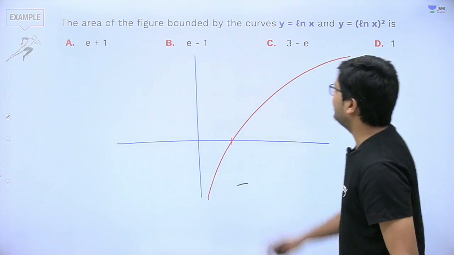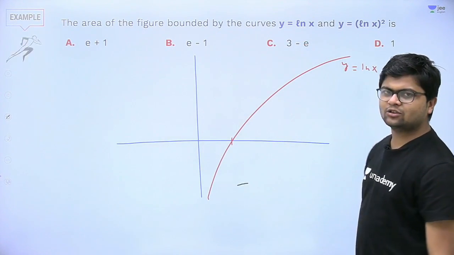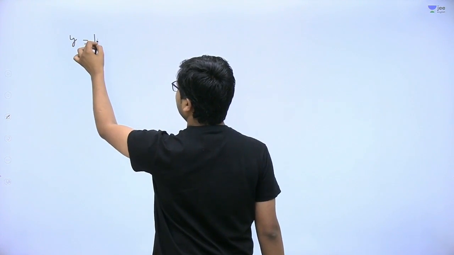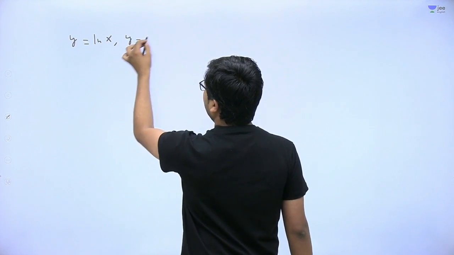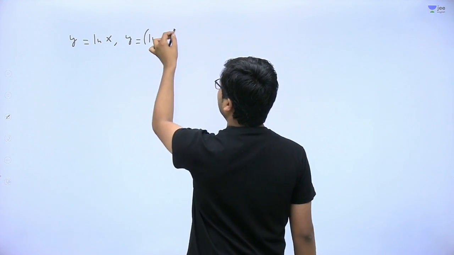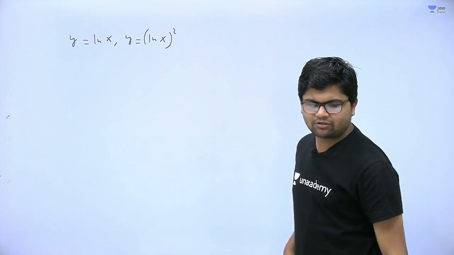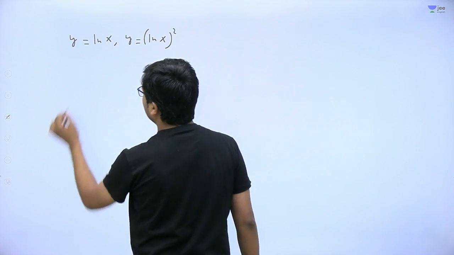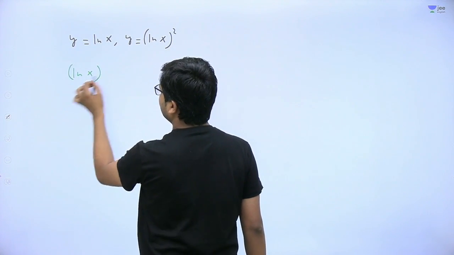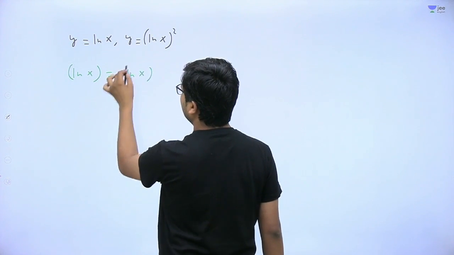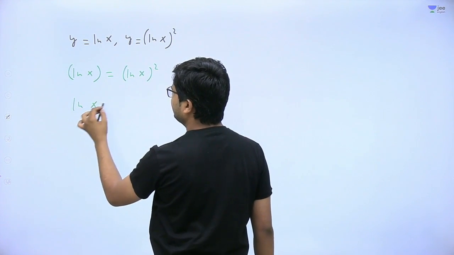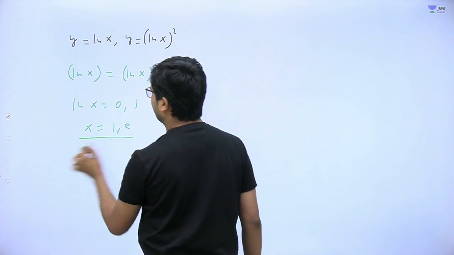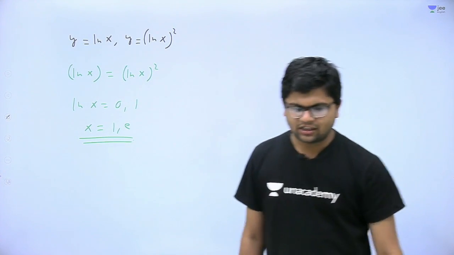And for the second graph, y equal to (ln x) whole square. First solve at what places these two graphs intersect. So y equal to ln x and y equal to (ln x) whole square. Obviously one point is x equal to 1, that I can easily say. After that, ln x is equal to (ln x) whole square. From here I can easily say that either ln x is equal to 0 or 1. So x can be 1 or e. So these are the 2 points of intersection of these two curves.